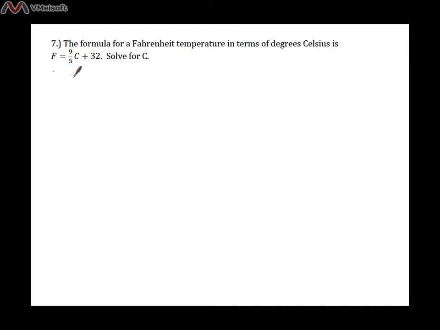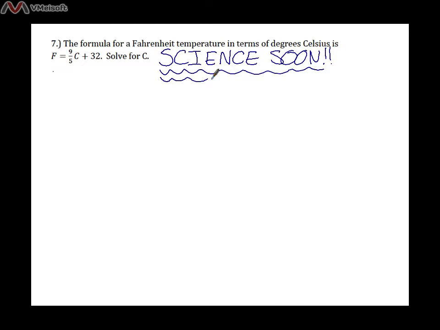Now, this is something you are going to use in science soon. I promise you, Mr. Calvetti will be really impressed if you remember this. So go ahead and jot it down, maybe talk to him about it tomorrow.